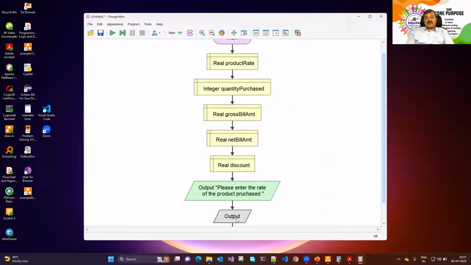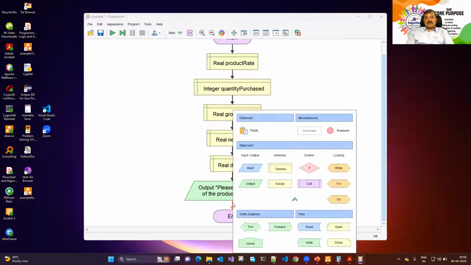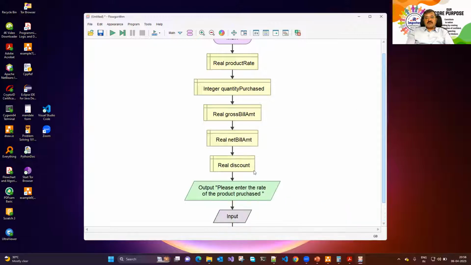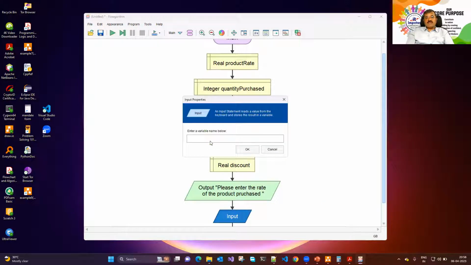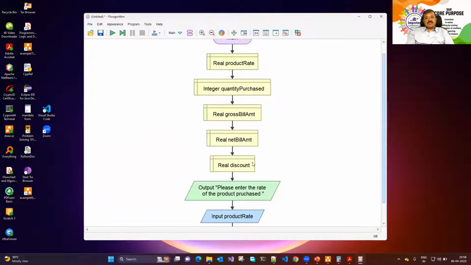Okay. So next time I don't want output, rather I want input. So let me cut this and let me add one more symbol, and that's input. What would I want to accept over here? The variable name. It was product quantity purchased. No. Rate पूछा हमने. It is product rate. That's a variable that I'm going to use to store the result.